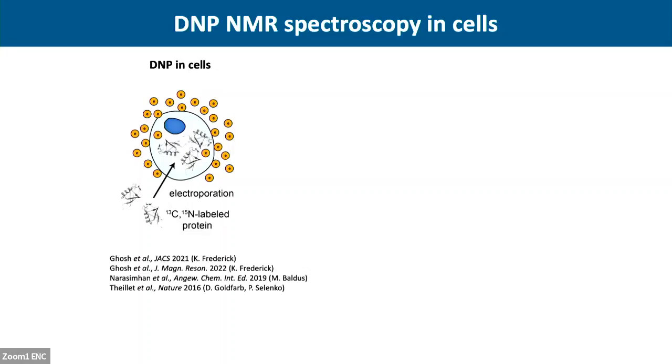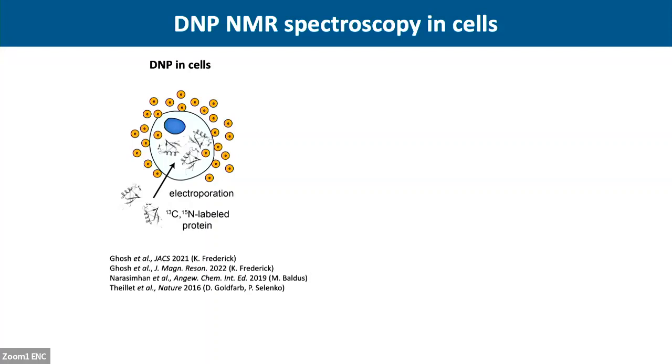For this, you have to use a lot of polarization agent because the polarization agents that we have at the moment are actually not cell permeable. And as Kendra Frederick has recently shown, one can actually use electroporation to also increase the amount of polarization agent inside the cell. So this has its advantages. It allows us to achieve selectivity through the isotopic labeling, and then we have sensitivity through the dispersed polarization agent inside the cellular environment.